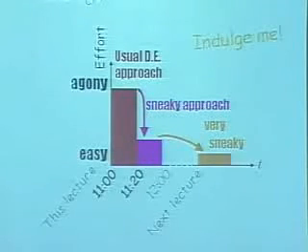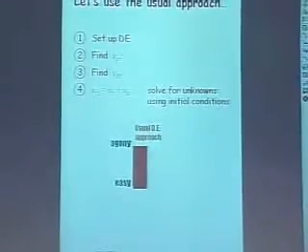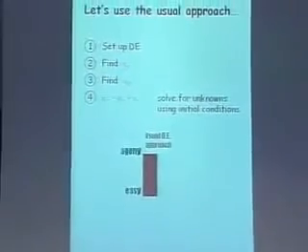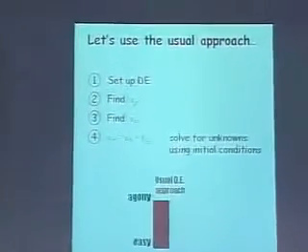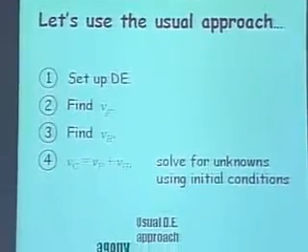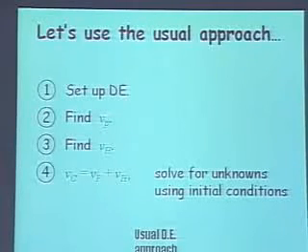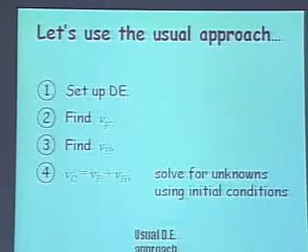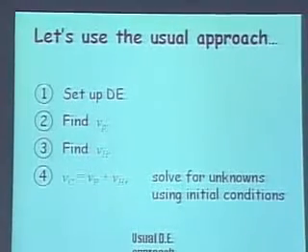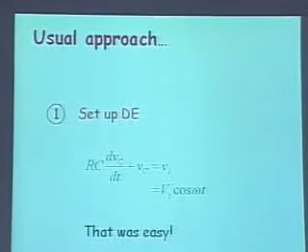So indulge me as I go through the agony part. I'm going to blast through it because that's not how we're going to do things. But you just need to know that that's agony. So let's do a usual differential equation approach. Steps 1, 2, 3, 4. Set up the differential equation. Find the particular solution. Find the homogeneous solution. Add up the two. Solve for the unknowns. It's a mantra, the 4-step mantra. So let's do it.